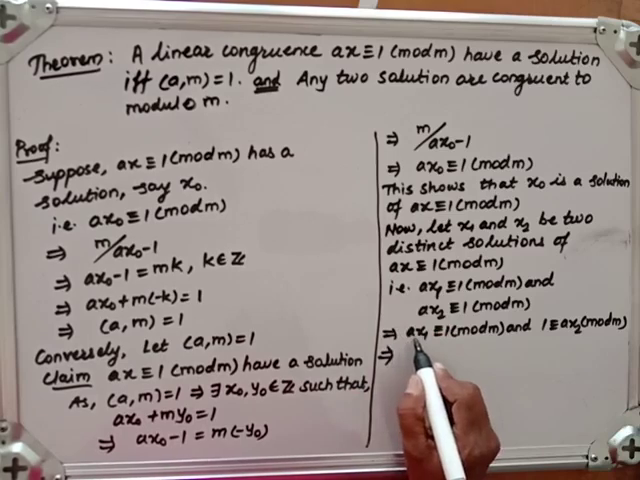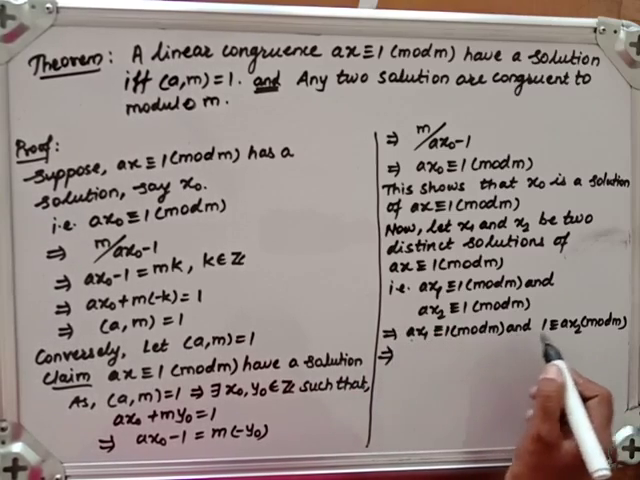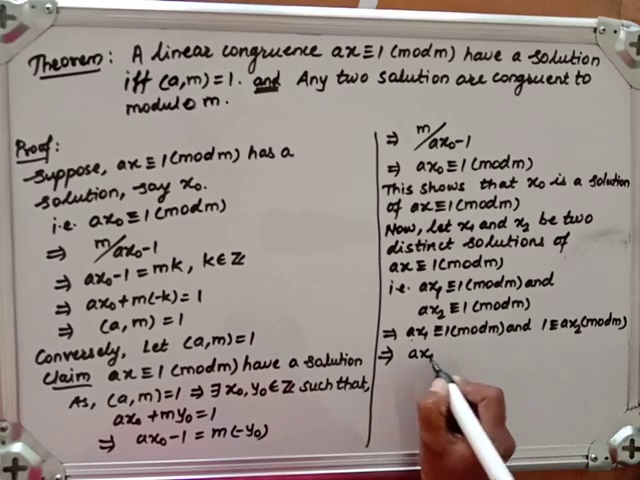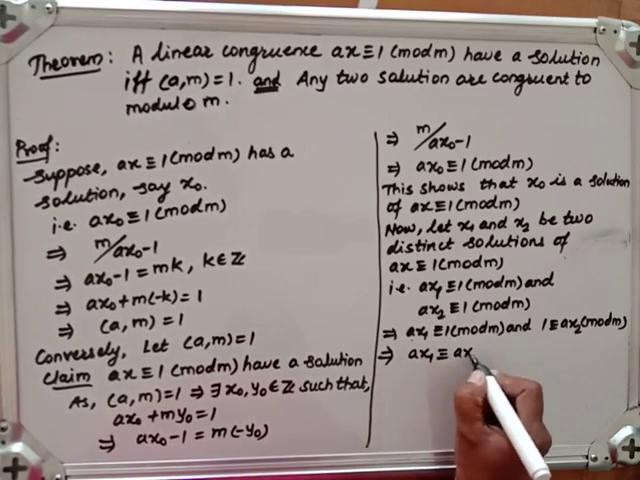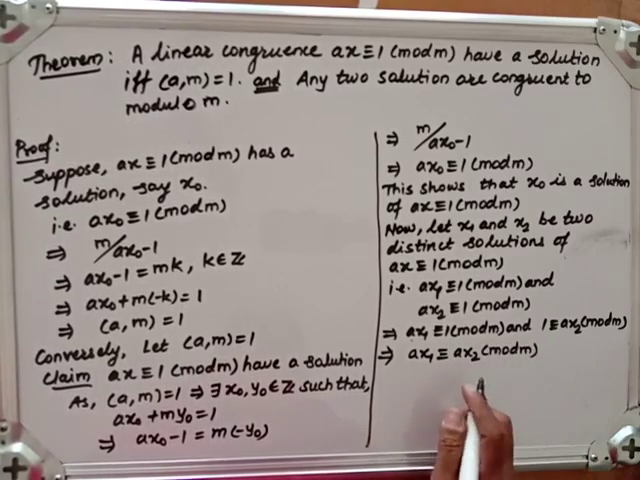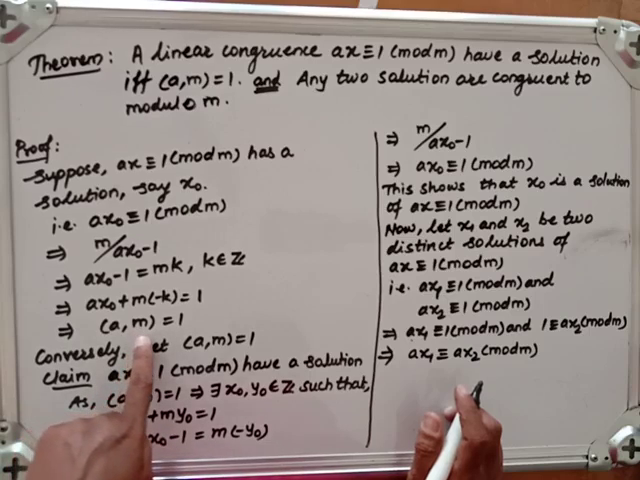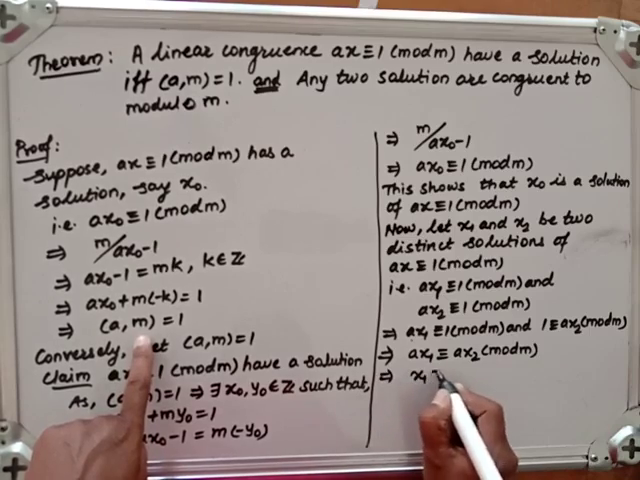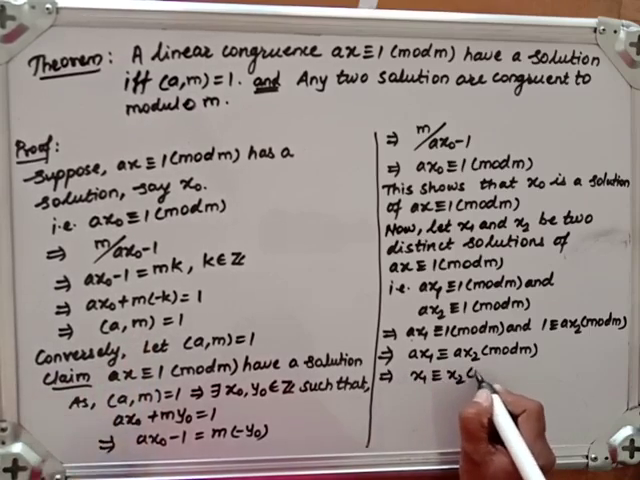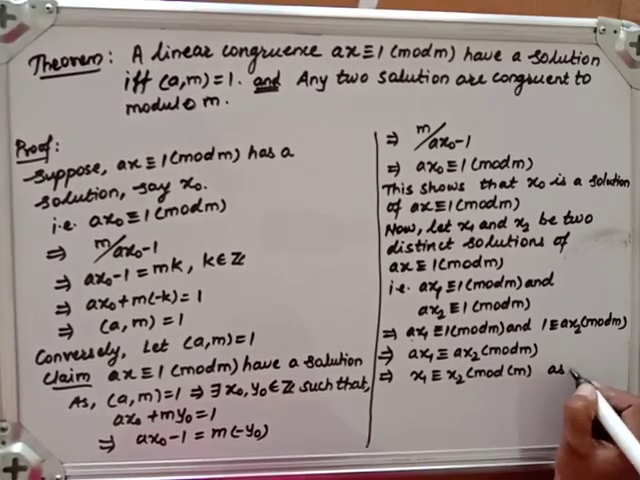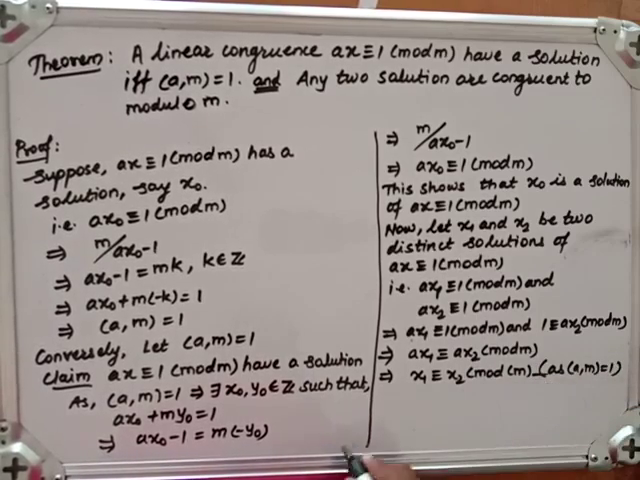Look here. First one is congruent to 1 modulo m, and 1 is congruent to the second modulo m. So the first and third are congruent to each other. So Ax1 is congruent to Ax2 modulo m. But as we know, A and m are relatively prime. So that gives us x1 congruent to x2 modulo m, as A and m are relatively prime to each other. This is given to us.